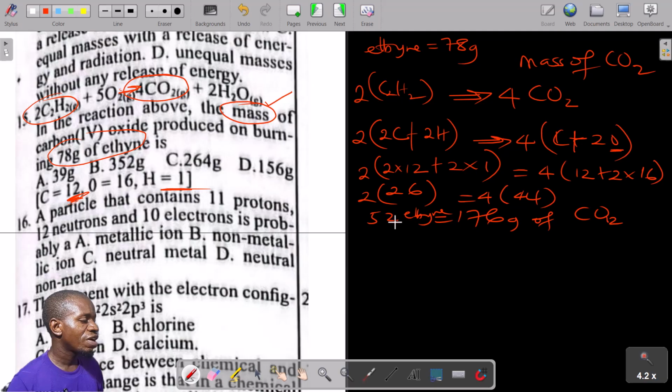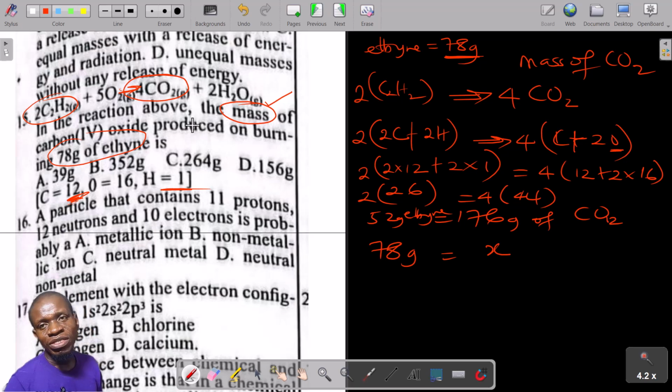So since we've gotten all this gram from the equation, what I am going to do is include this one. I will now say that my 78 gram, I got it from the question. It is given, they said 78 gram of ethyne, whereas I got from the equation of the reaction that ethyne is 52 gram. First of all, that's the first thing you need to get. Then you now start looking for the mass the 78 gram of ethyne will now give, which is what they ask in the question.